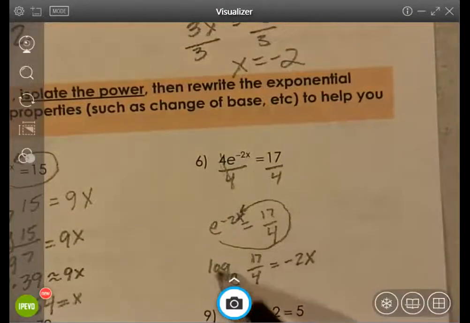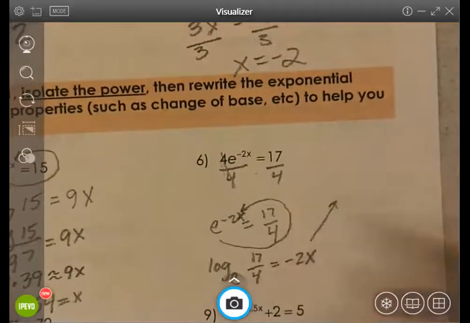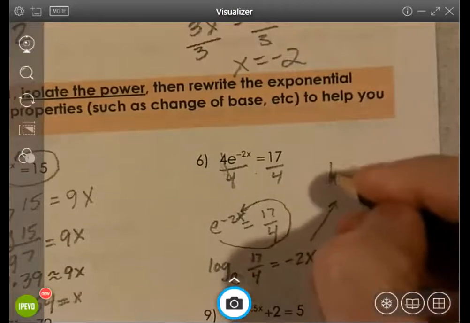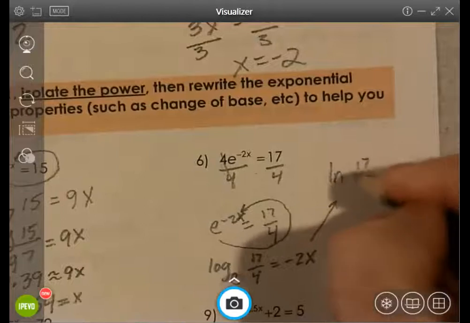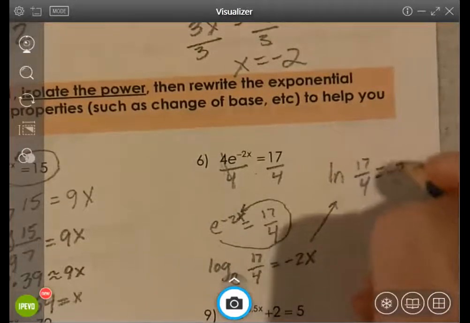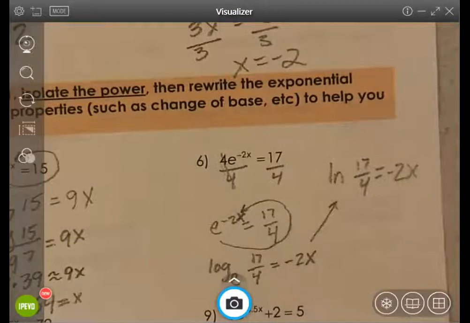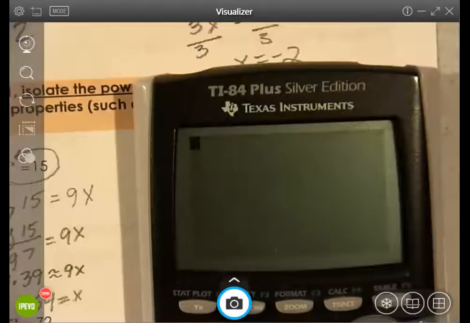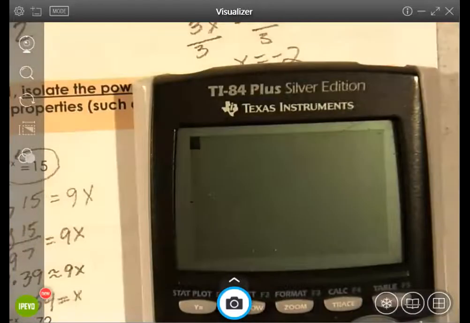So now log e, that's kind of weird. We don't write log e. That's not really the notation we use. So that's where the natural log of 17/4 comes from. The natural log of 17/4, that is the same thing as log e. That we can do on our calculator. Natural log of 17 divided by 4.